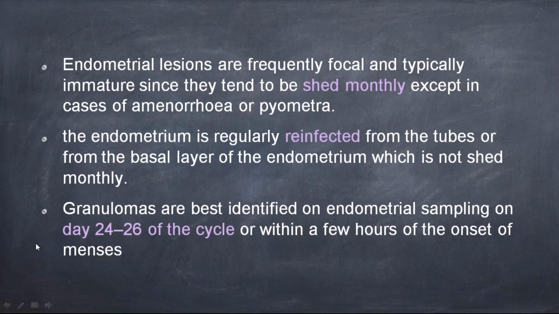So what is the ideal time you want to do dilatation and curettage to diagnose your TB endometritis? It is from day 24 to day 26. If you do endometrial sampling, that is the best time to identify TB endometritis, or within few hours of onset of menstruation.